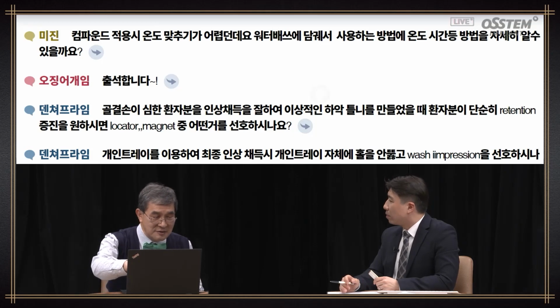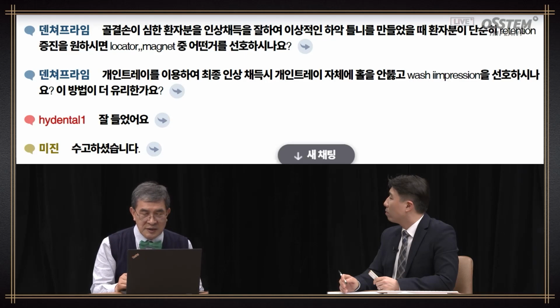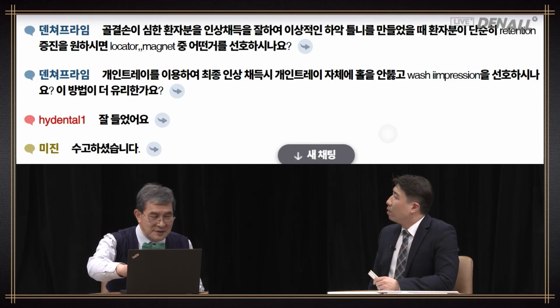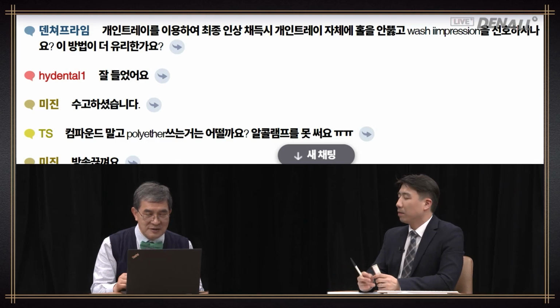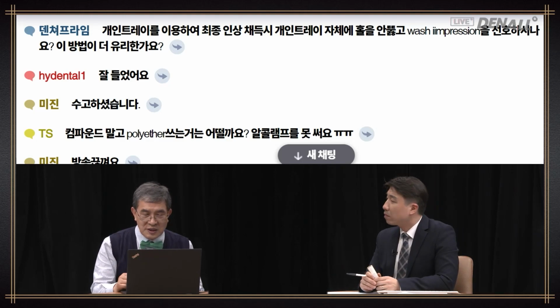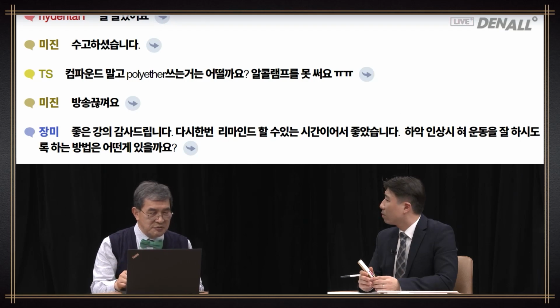Denture prime in the case of patients with severe bone resorption. After having taken good impression, if we make excellent lower denture, if the patient wants increase in retention, which should I choose, locator or magnet? This will be addressed later. Denture prime. When using custom tray and doing final impression, do you prefer doing wash impression rather than drilling a hole in the custom tray? Is this more favorable? What about using polyether rather than compound? I cannot use alcohol lamp.